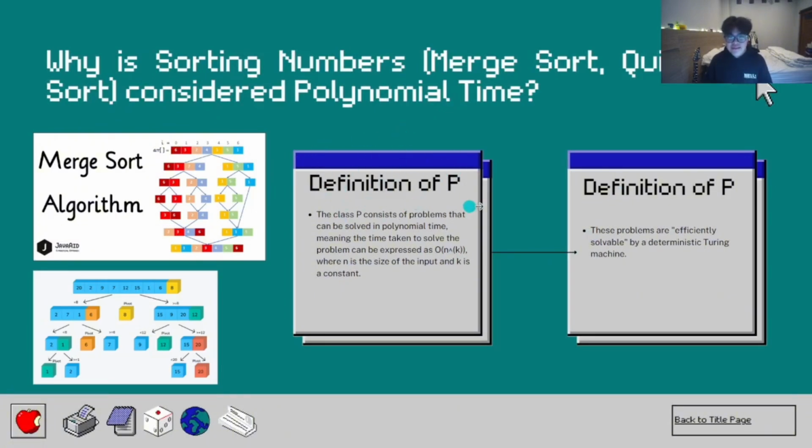The class P consists of problems that can be solved in polynomial time, meaning that the time taken to solve the problem can be expressed as O(n^k), where n is the size of the input and k is a constant. These problems are efficiently solvable by a deterministic Turing machine.